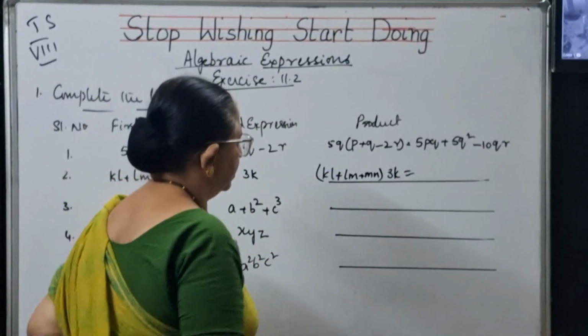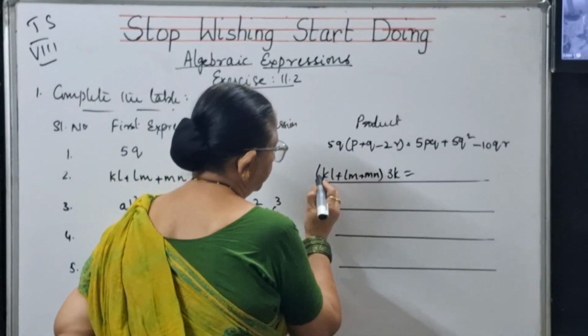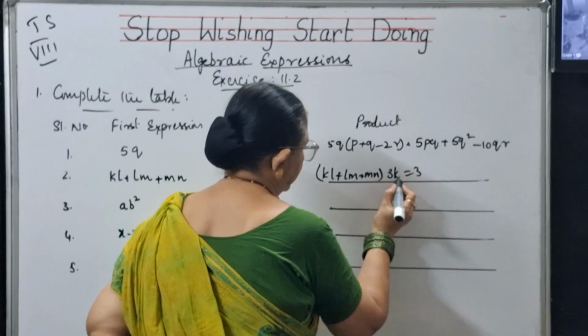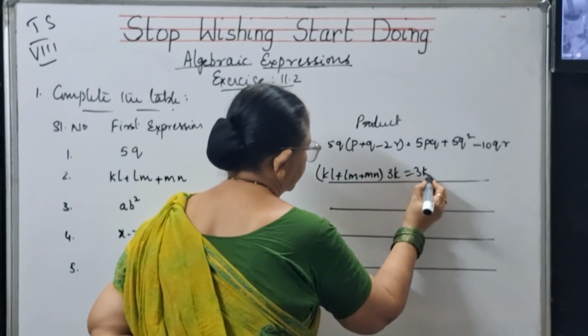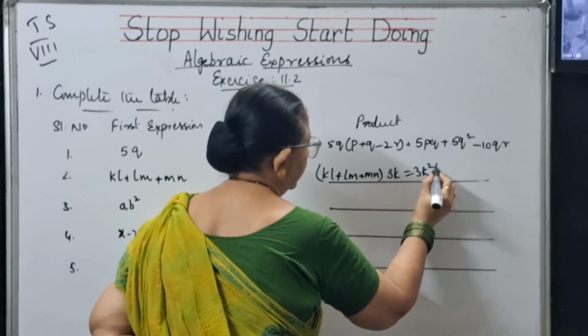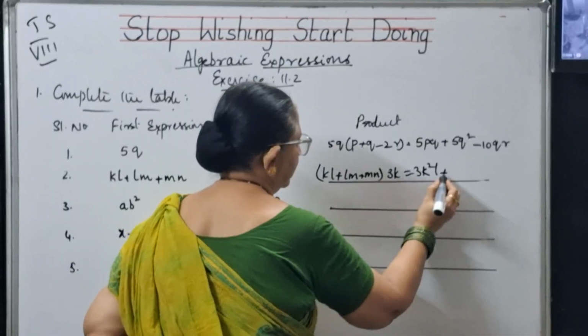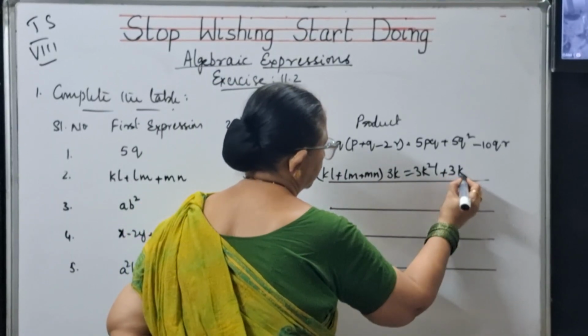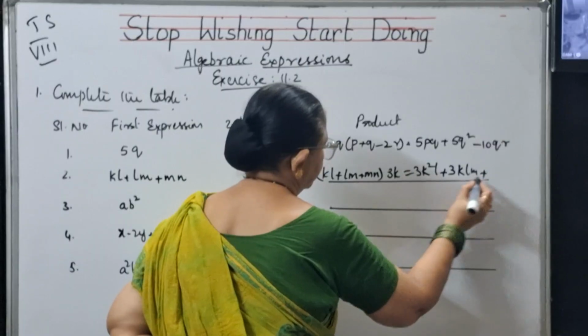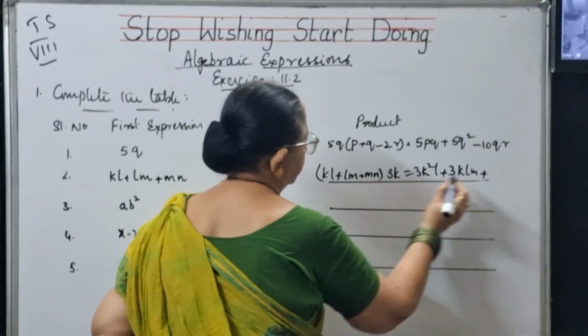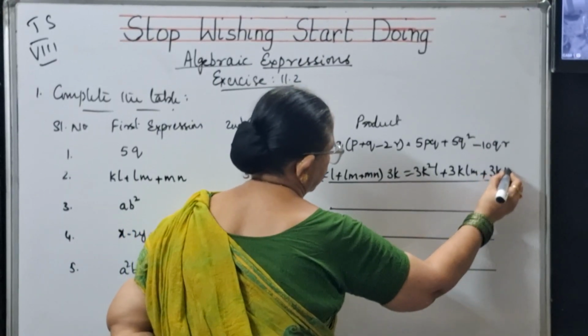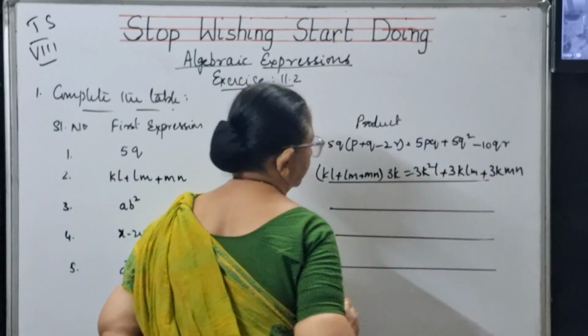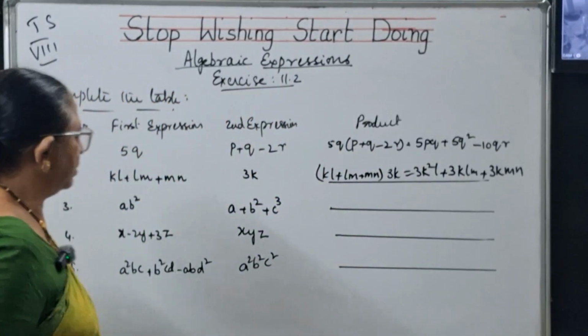So again, 3, no number means 1, 3 ones are 3, k into k is k square l, plus 3klm, plus 3kmn. This is the answer for this bit, children.